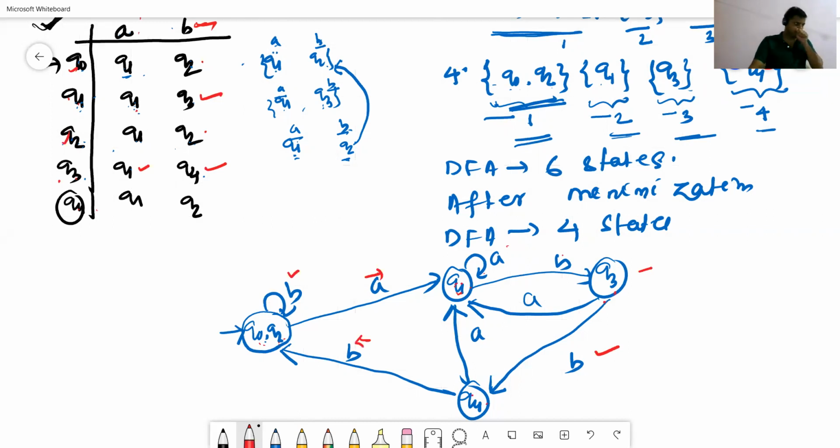Okay. Hope all of you understand. In the next class, we'll discuss some different types of examples about the minimization of DFA. Okay. Thanks for today's class.